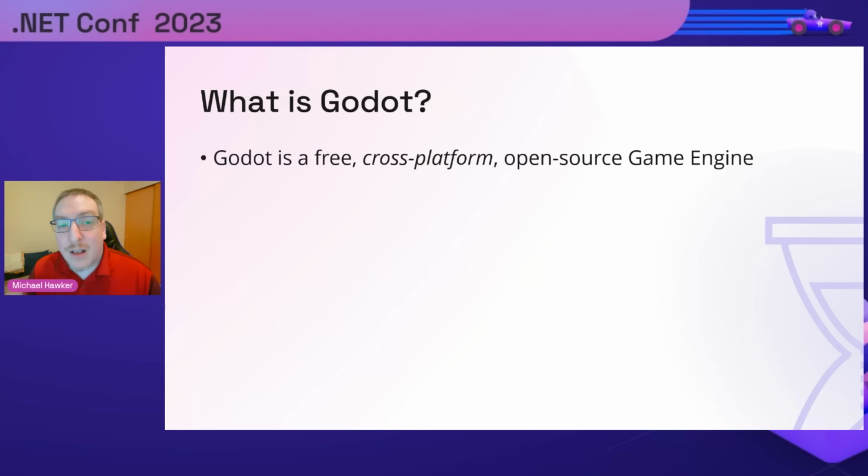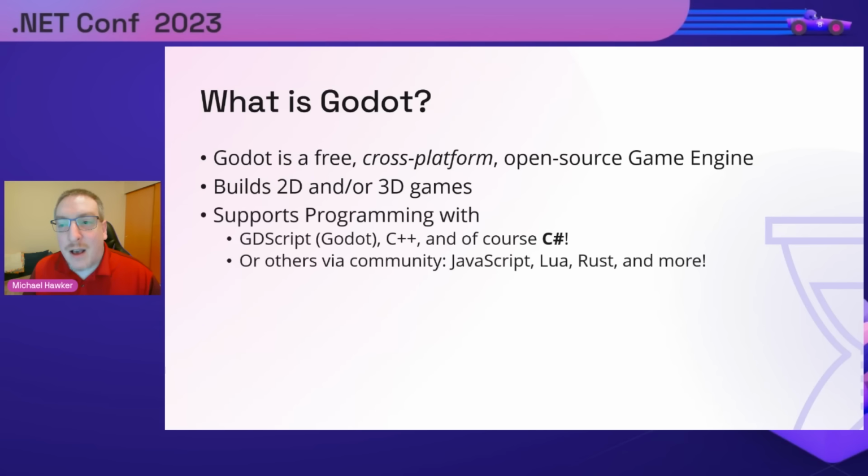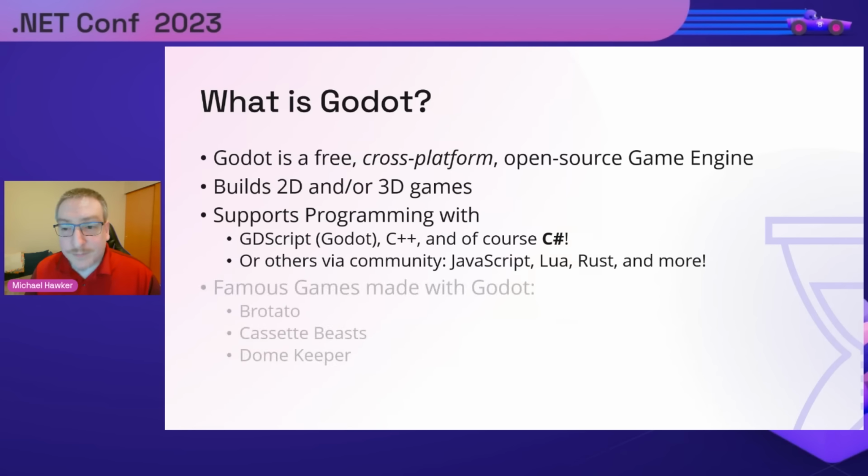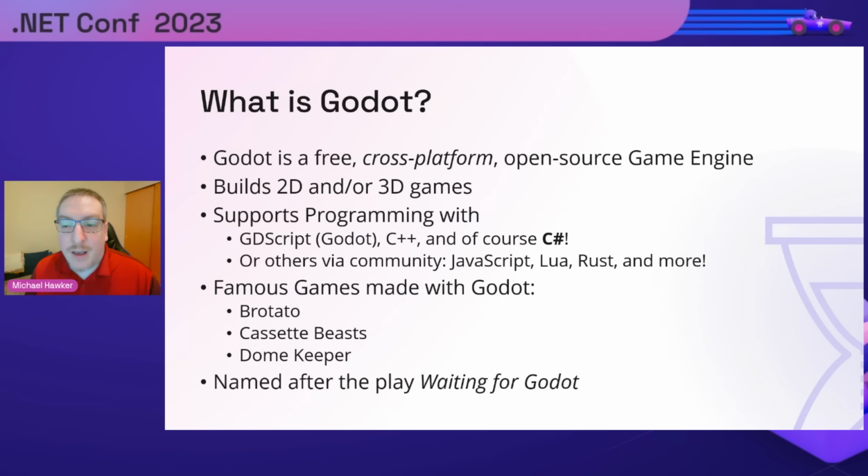So, what is Godot? Godot is a free cross-platform open source game engine. It's built for making 2D or 3D games or combinations thereof. As we know, there's a lot of blending between the two these days. It supports programming with their built-in GDScript, C++, and of course C#. That's why we are here today. And there's other languages that are supported through community add-ons as well. And if you've played any of these games lately, such as Brotato, Cassette Beasts, or Dome Keeper, they were actually made with Godot, so you might already be familiar with what the engine is capable of. And a little tidbit of information, it was named after the play Waiting for Godot.